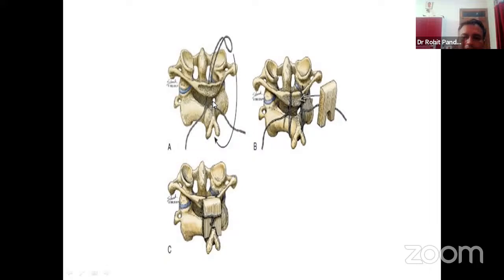So it involves passing a sublaminar wire below the C1, and then it is looped below the C2 spinous process, followed by placement of the graft and stabilization. The important caveat, as I told, is that the posterior elements are a must for performance of this wiring technique, and the rotational stability is not good in the wiring techniques.